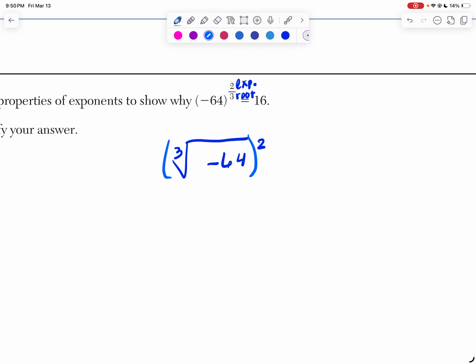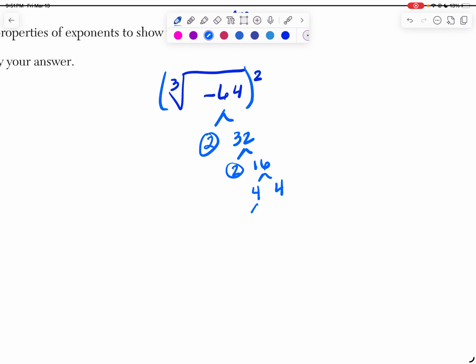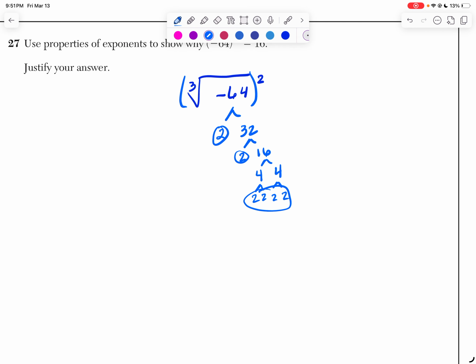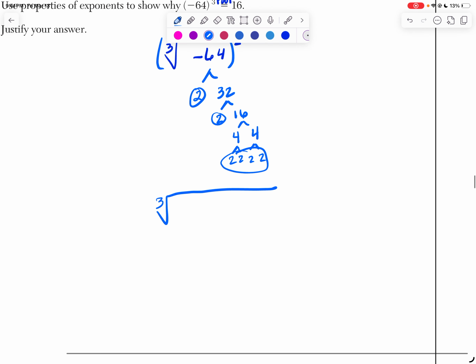So I'm going to ask myself, what are two numbers that multiply to 64? Well, that is going to be 2 and 32. So I circle my 2 because it can't be broken up. Now I try to break apart 32, which is 2 and 16. Then I break apart my 16 to be 4 and 4. I could also do 2 and 8. But we know to make 4s, we break those up into 2 pairs of 2. So now I'm going to write down 1, 2, 3, 4, 5, 6 twos underneath my radical.